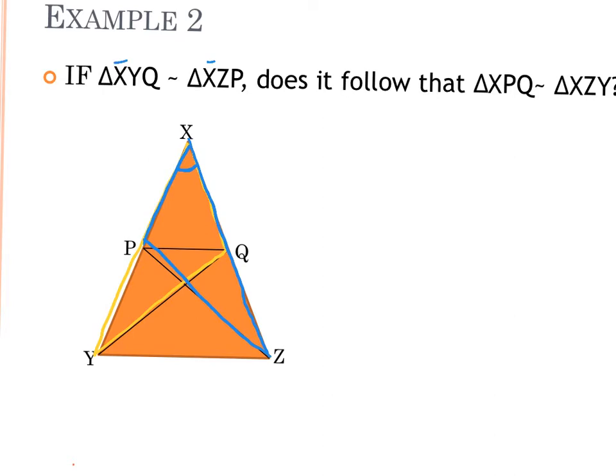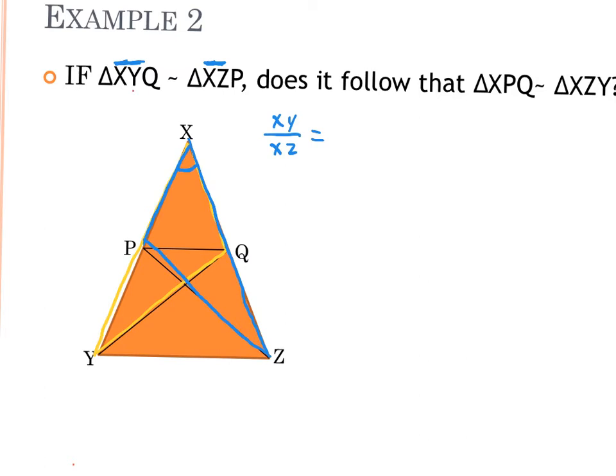For example, by looking up here, I can see that side XY and XZ are the same thing. So they're not the same thing. They are proportional to each other. They're the sides that match up. So those 2 corresponding sides match up, and I just looked at the similarity statement to get that.